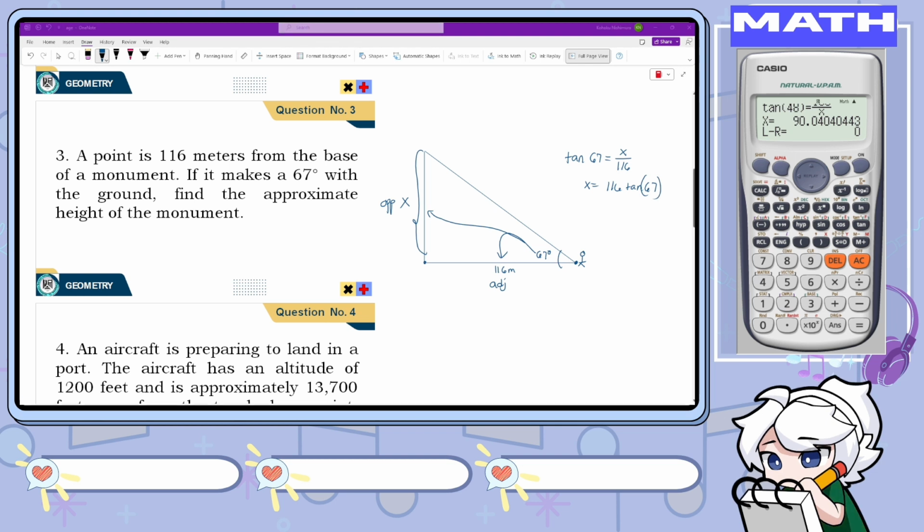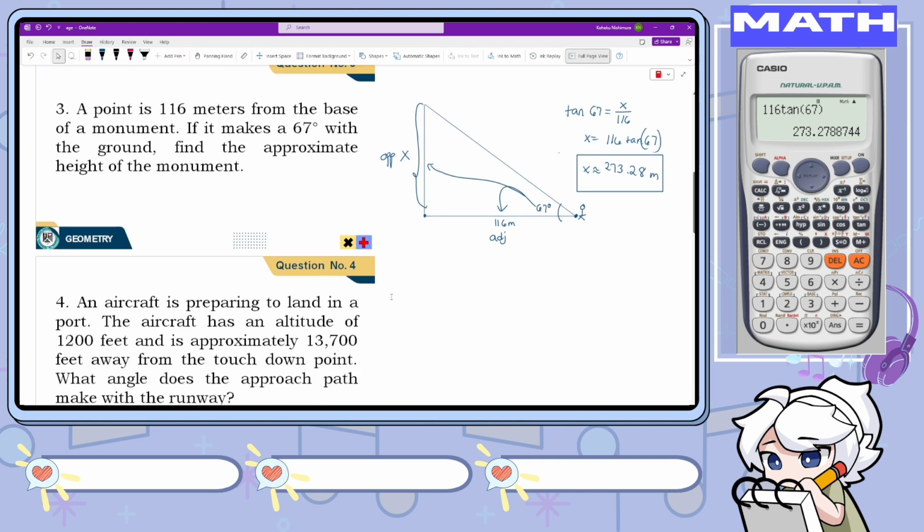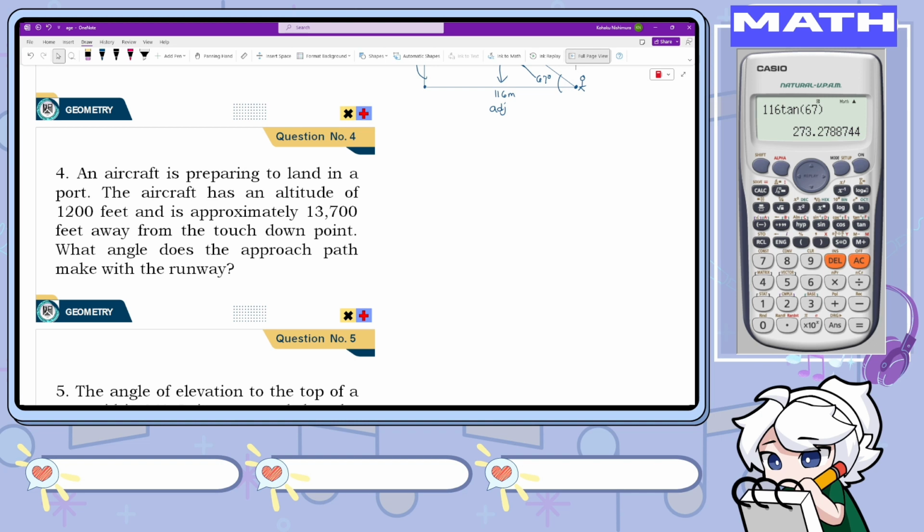If you want to do this on your calculator, 116 tangent 67 is equal to approximately, the height is now approximately 273.28 meters. There you go. It's still easy, right?